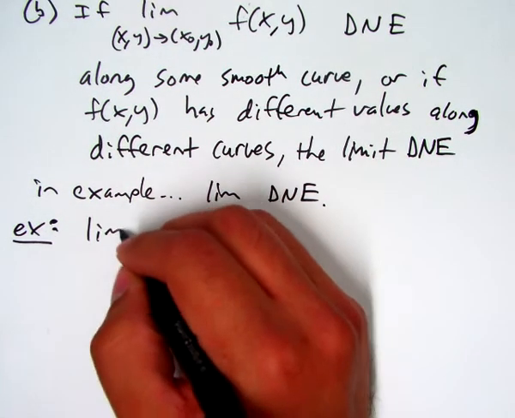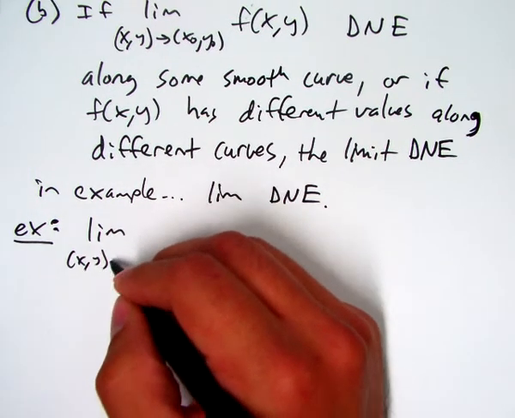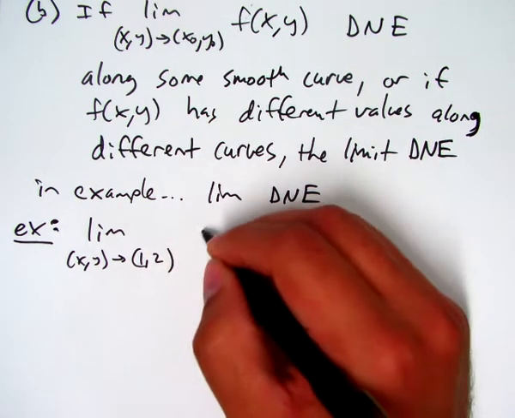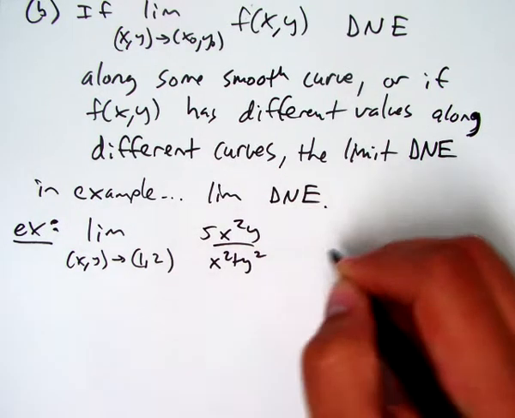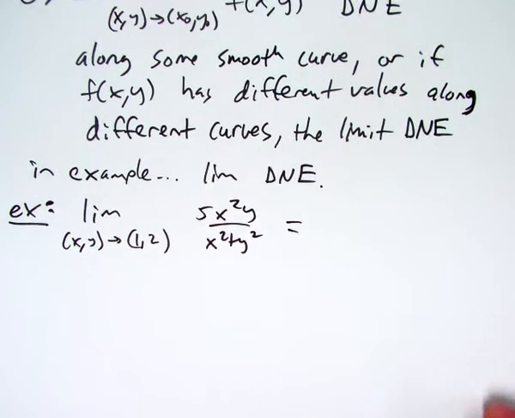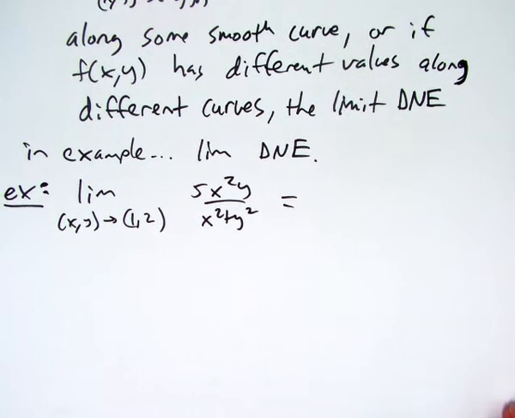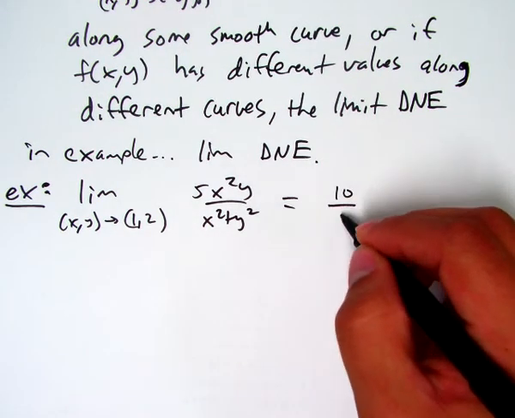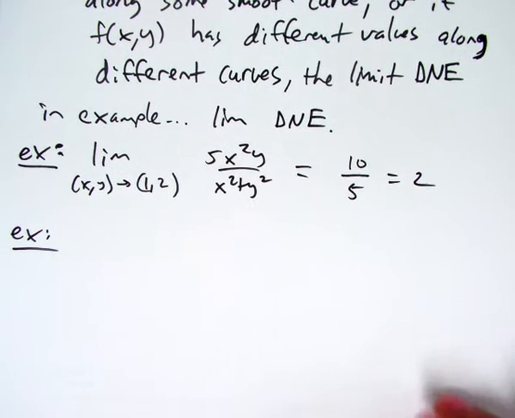Here's what I mean. Let's say we want to find the limit as x and y both approach 1 and 2 of the function 5x squared y over x squared plus y squared. So if you're approaching these problems from 13.2 in the homework or the exam, your method should be, can I plug in 1 and 2? Yes. What do I get? 10 over 5, 2. Moving on. That's it. Next example.